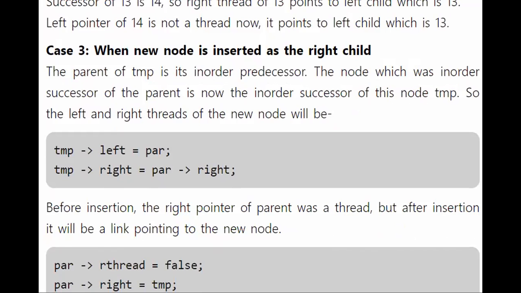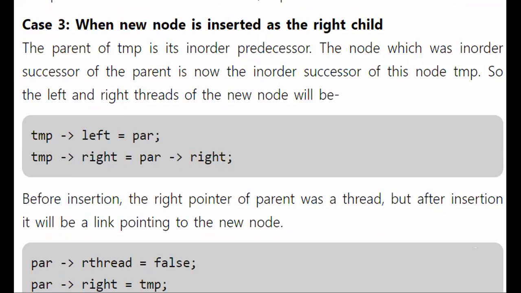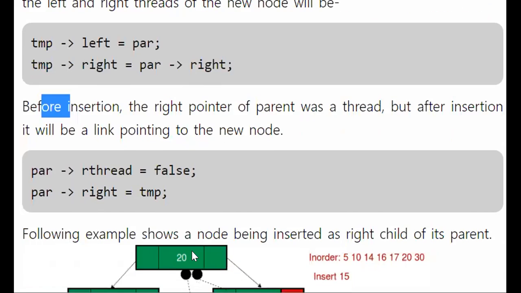In case 3, when the new node is inserted as a right child, the parent of temp is its in-order predecessor, and the node which was the in-order successor of the parent is now the in-order successor of this node temp. So the left and right threads of the new node are set as temp left equal to parent, and temp right equal to parent's right. Before insertion, the right pointer of the parent was a thread, but after insertion the link points to the new node. So further we have to set the parent's right thread flag equal to false and parent right equal to temp.